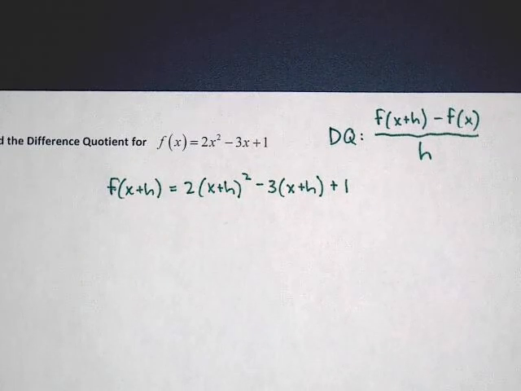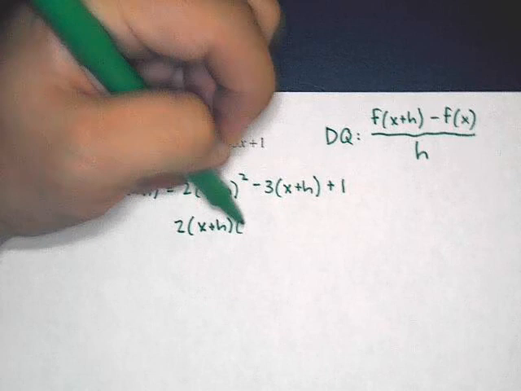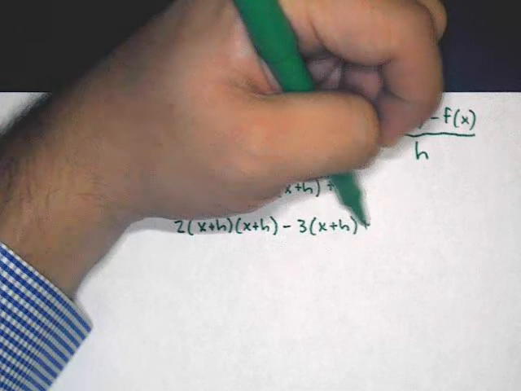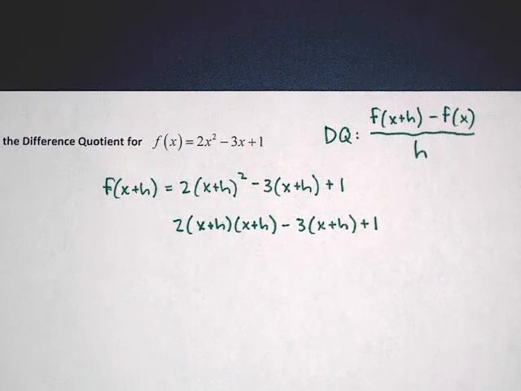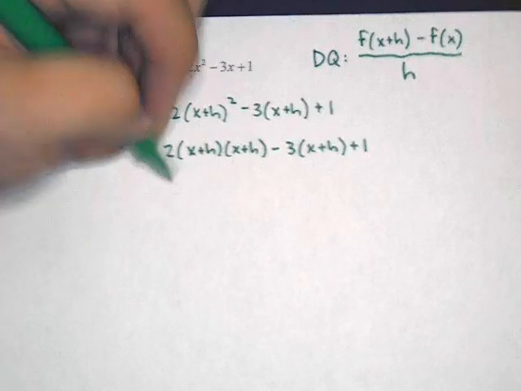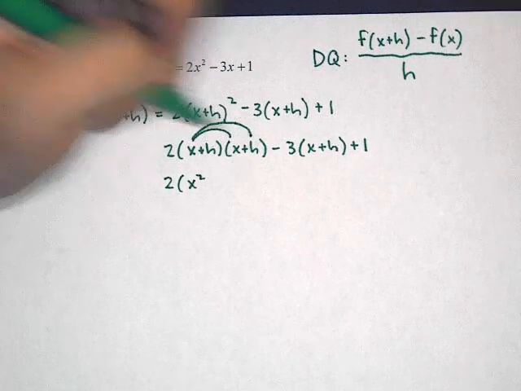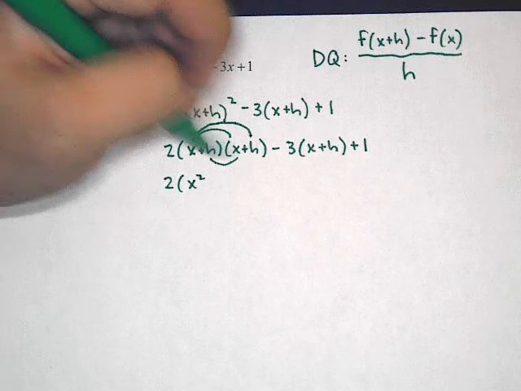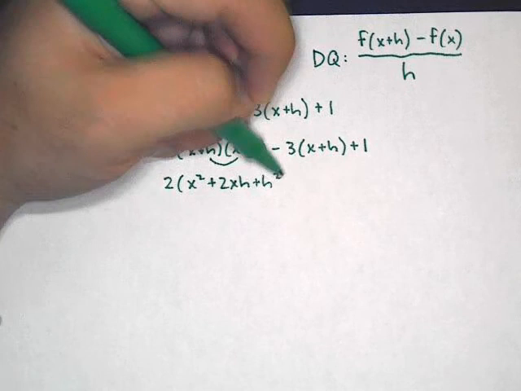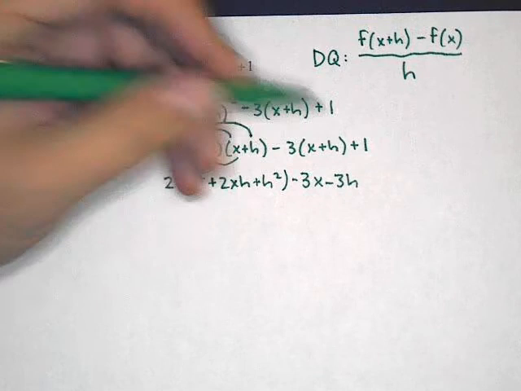Alright, we start to clean this up. 2, and I'm going to write it twice, minus 3 times (x plus h) plus 1. Okay, what do we have to do here? We need to distribute or FOIL to start to clean this up. So 2, I'm going to have an x squared, I'm going to have an xh and another xh, so 2xh plus h squared minus 3x minus 3h. Be very careful when you're distributing. You have to distribute correctly.